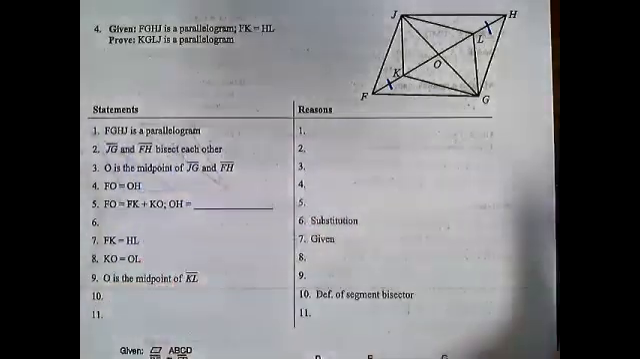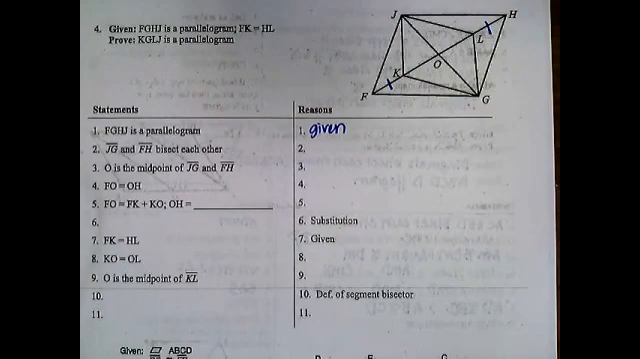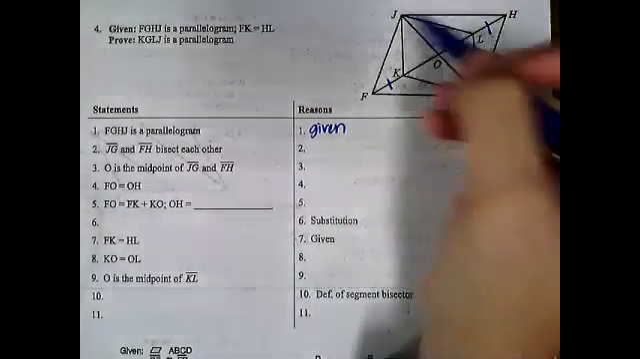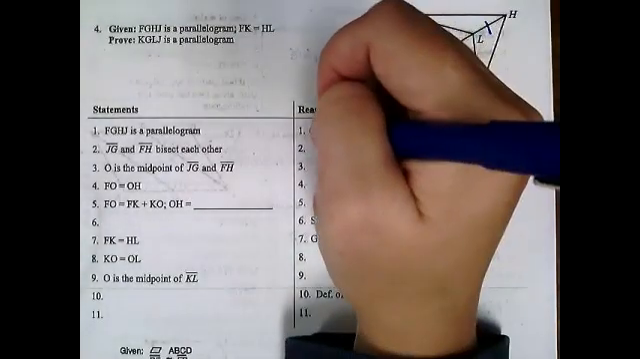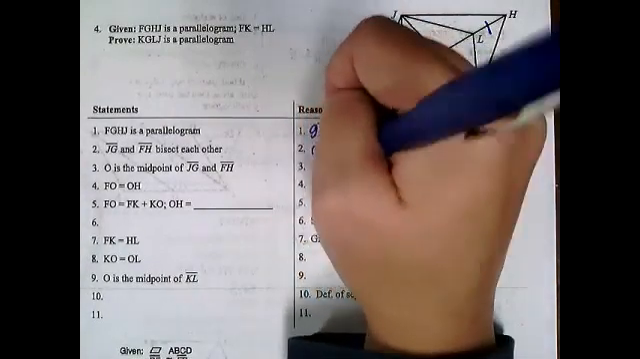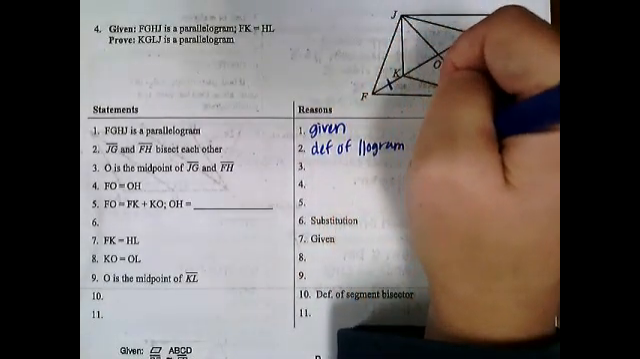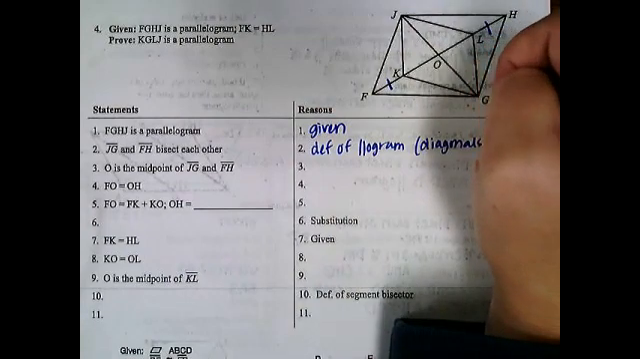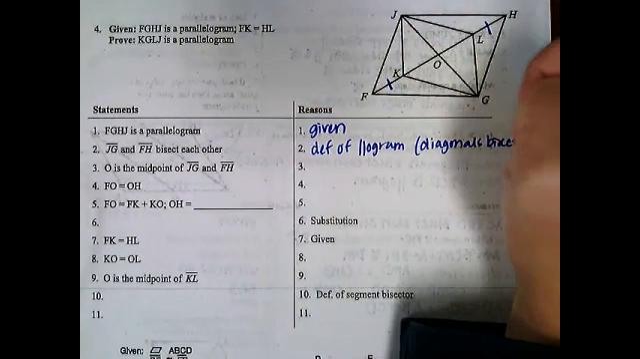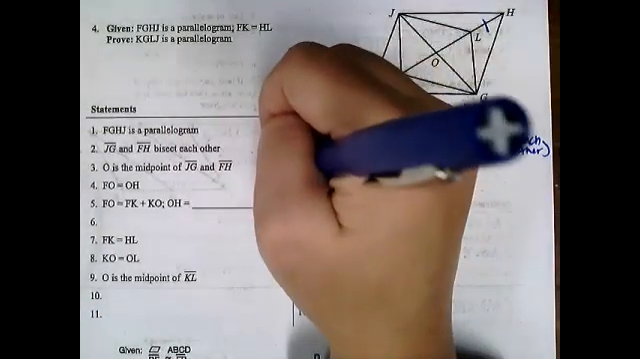So FGHJ is a parallelogram, that's given. JG and FH bisect each other. So this one and this one bisect each other. That's by the definition of a parallelogram, or diagonals bisect each other of a parallelogram. O is the midpoint of JG and FH. That would be the definition of bisector.